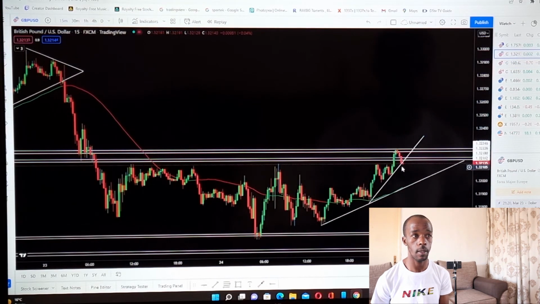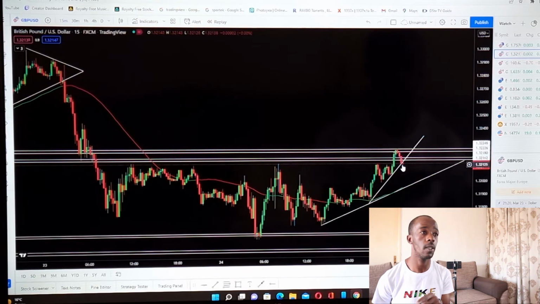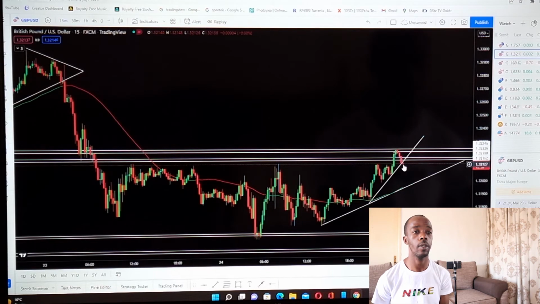So as you can see, the market has now broken this trend line on GBP USD. As soon as I close this market, I will go for sell, because it will go down until this trend line. I will just scalp for pips.